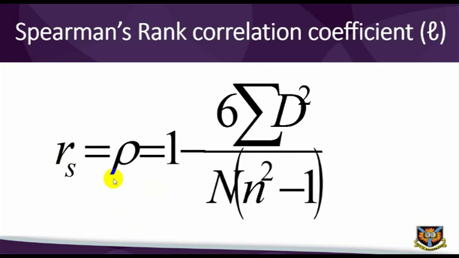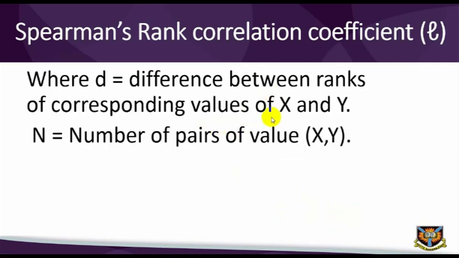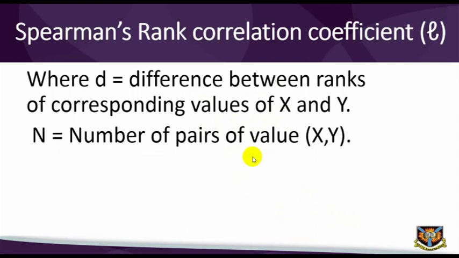Rs, or rho, is equal to 1 minus 6 summation d squared over n times (n squared minus 1), equation 13.2, where d is equal to the difference between ranks of corresponding values of x and y, and n is equal to the number of pairs of values (x, y).